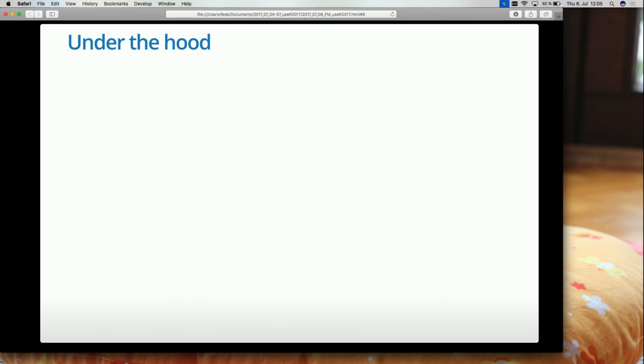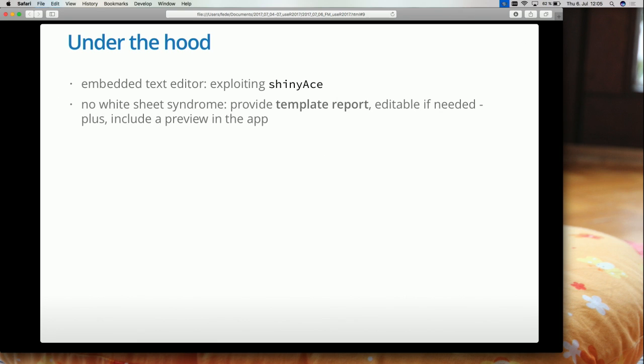So the solution is based on the following things, so that you can also have some more hints to follow. I have an embedded text editor in the Shiny app, which leverages the shinyAce package. I fight the white sheet syndrome by providing a template report alongside the package, which is editable if needed in the shinyAce editor. And I also include a live preview of the report in the app. R Markdown just grabs the reactive values live in the Shiny app, and when it's rendering, it just displays them in the latest state.